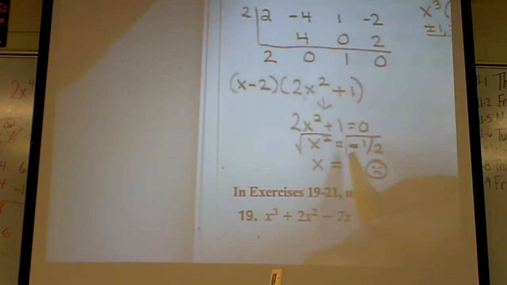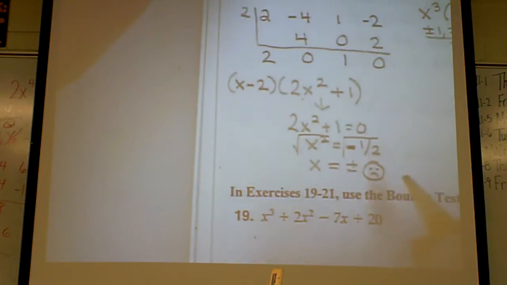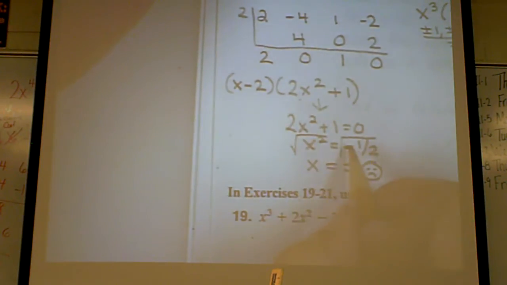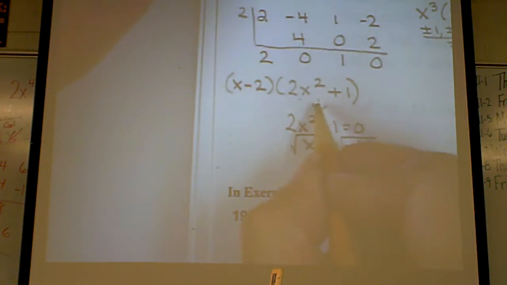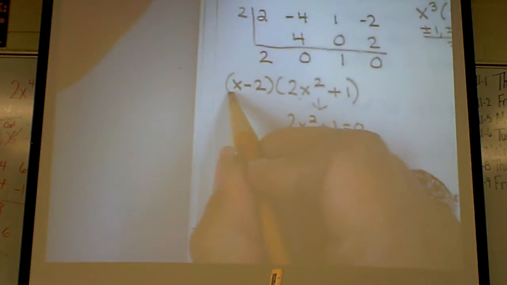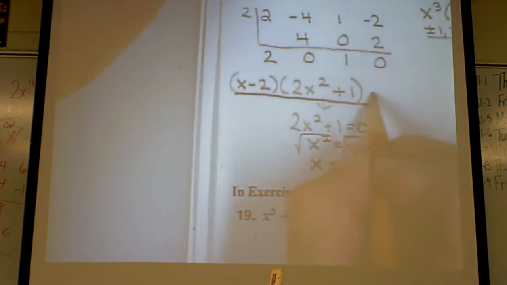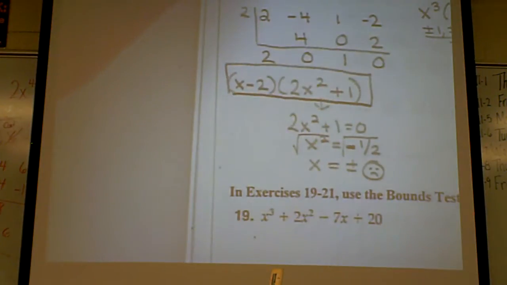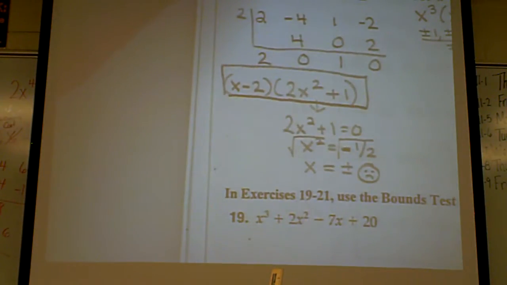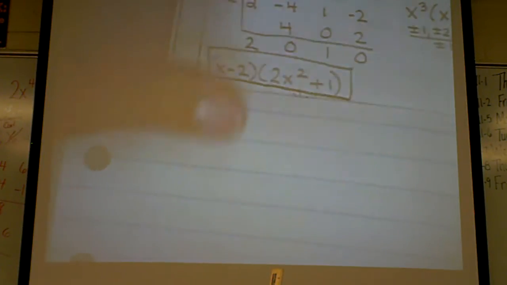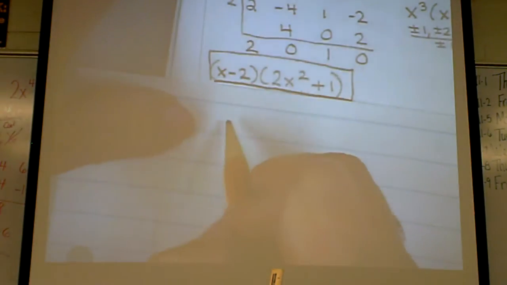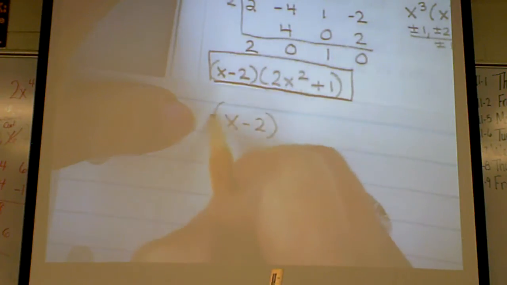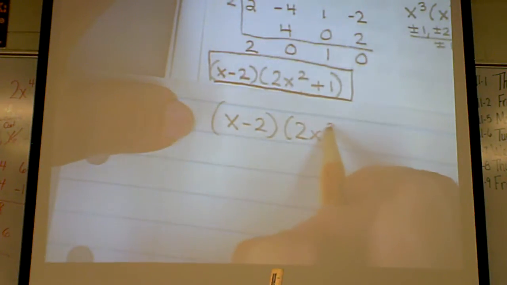Okay. Did everybody, this is the reason why I wanted to do this one. At this point, you do not have real zeros. They're not real. So you're not going to factor this anymore. It's done. This problem, this would be the answer right here. Now, let me change it around for you. Let's say this answer was x minus 2, and then you had 2x squared minus 1.